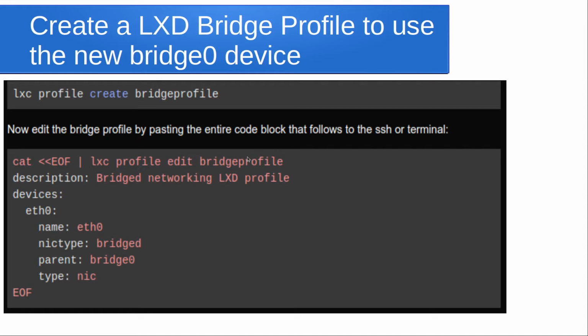The next thing we need to do in LXD is create an LXD bridge profile that uses that new br0 device. In fact, if you do an ifconfig on your system after doing that netplan apply, you'll find your physical Ethernet device is no longer getting a TCP/IP address, but your bridge is getting the TCP/IP address that you set in the netplan file.